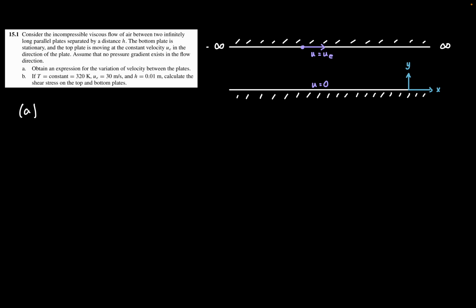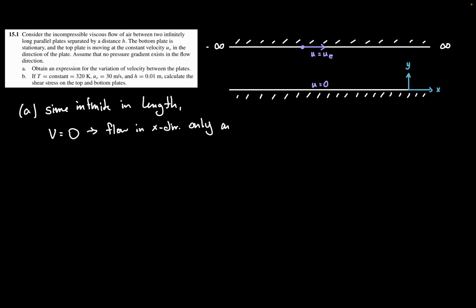Also, throughout this problem, we're going to assume that there is no pressure gradient, such that the change in pressure with respect to x is going to be equal to 0. Since the plates are infinite in length, we're going to say the velocity in the y direction is equal to 0, such that we have flow in the x direction only. In addition, we'll say that u, or the velocity distribution, is a function of y only. So it's not going to depend on x at all.